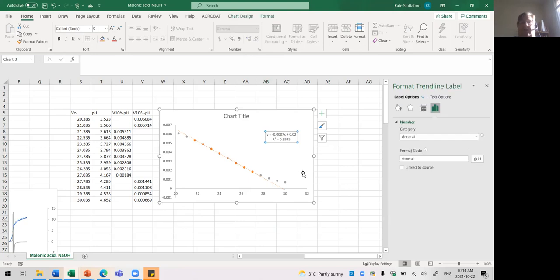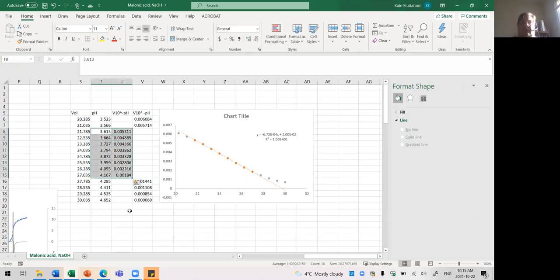One of the things I'm noticing on this right away is both the slope and the intercept only have one sig fig. So you would want to format that. And you can see here the formatting has come up. You can make it scientific notation, and that will give you more sig figs. Or you could do a LINEST on the data. Just do a LINEST on these points, and that will give you it with more sig figs. Okay, so that's the Gran plot.